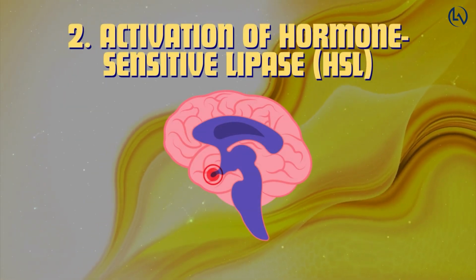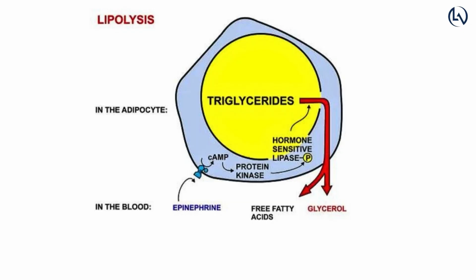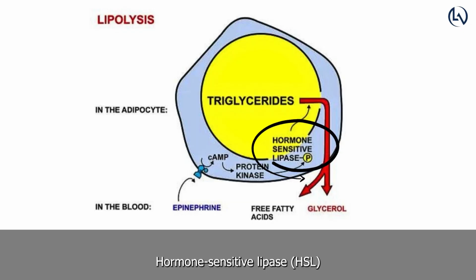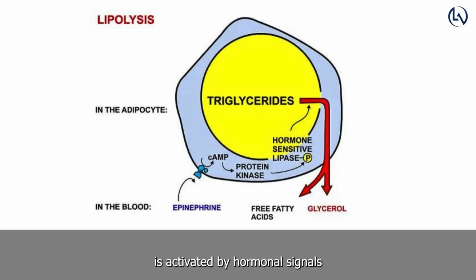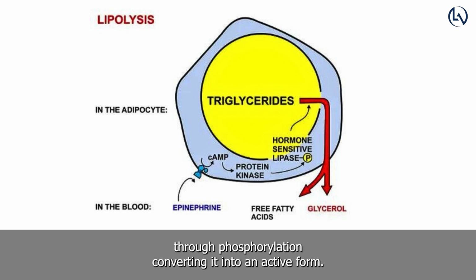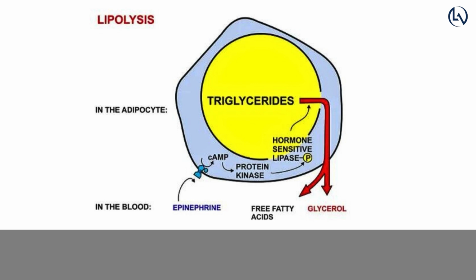Activation of hormone-sensitive lipase (HSL). Hormone-sensitive lipase is activated by hormonal signals through phosphorylation, converting it into an active form. Activated HSL can then access stored triglycerides in adipocyte lipid droplets to initiate lipolysis.